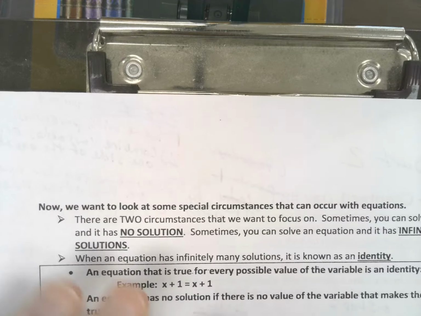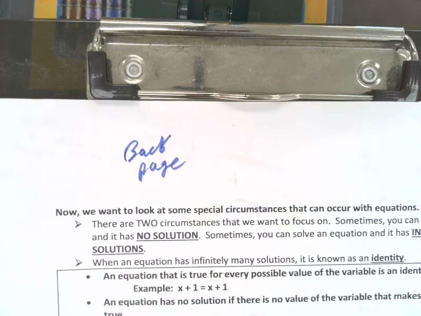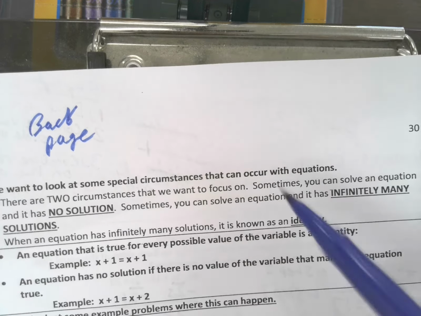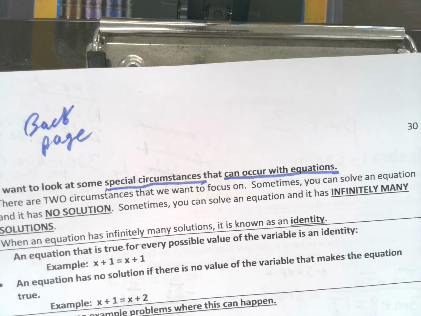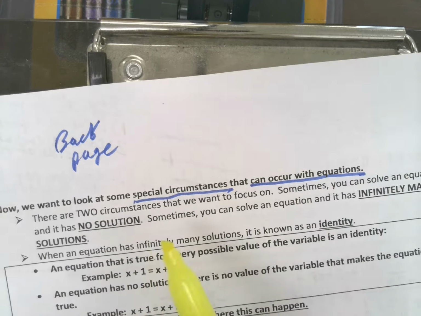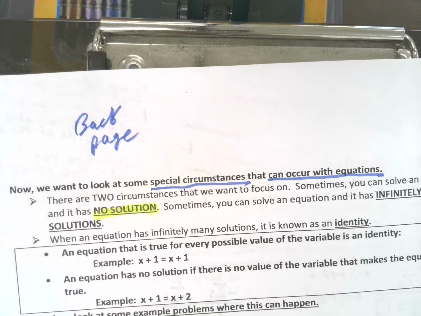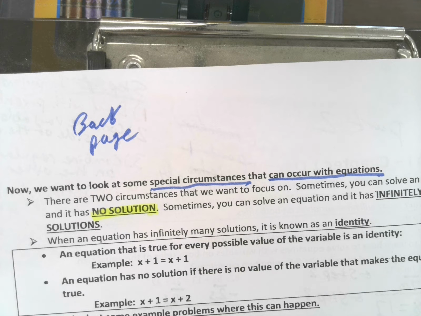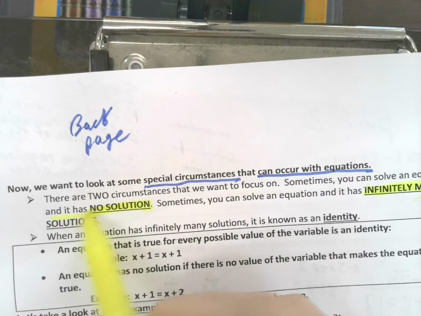Because as we flip over to the back page, we're going to find out that sometimes you don't have one solution to an equation. Sometimes you're going to have some special circumstances. In fact, sometimes you're going to try to solve an equation, and you're going to find out it has no solution. In other words, no solution is when no possible value for our variable can make the equation true. Now, sometimes an equation is going to have infinitely many solutions.